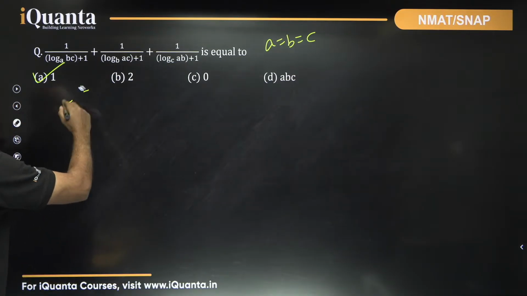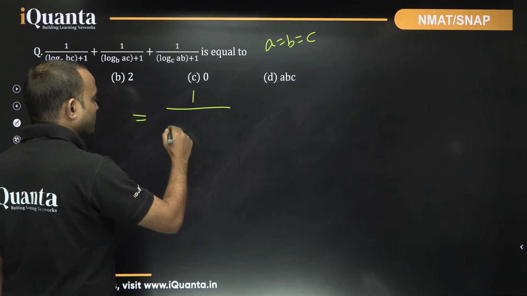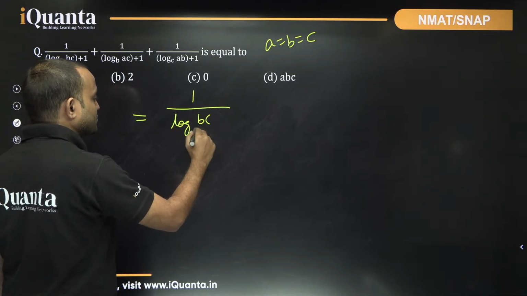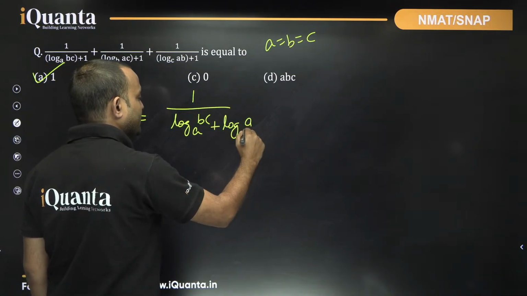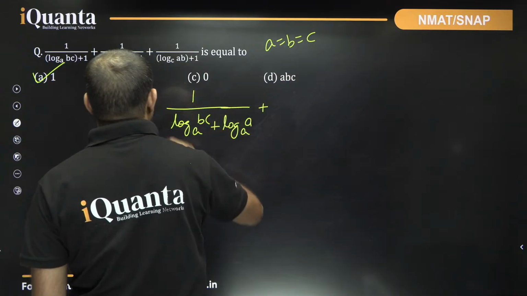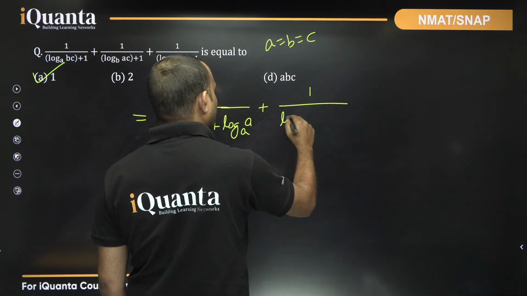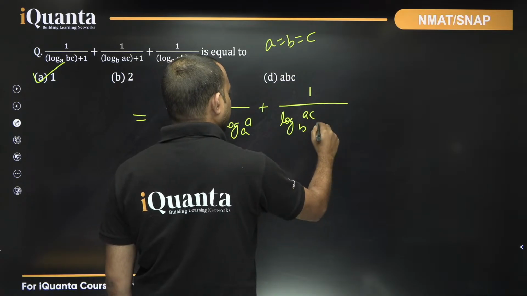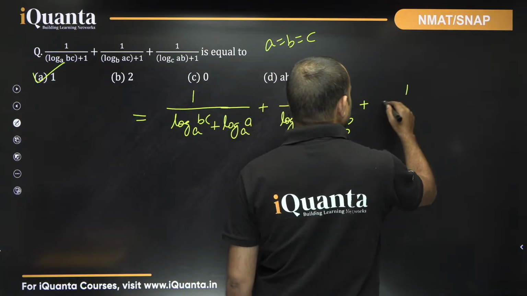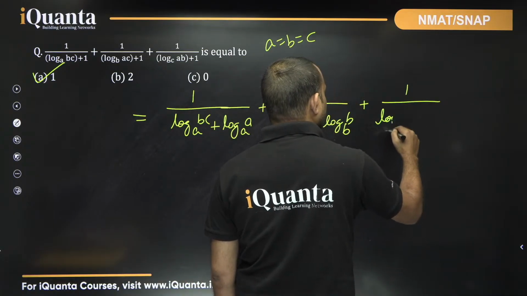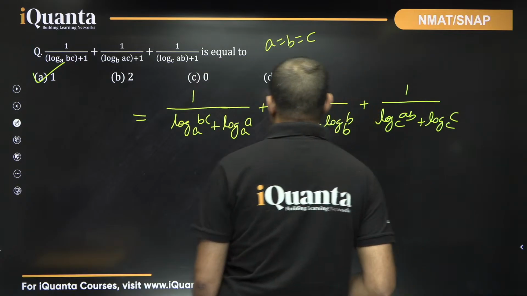But if we need to solve this expression, then what can we do? I can write this as 1 upon log BC to the base A plus log 1 can be written as log A to the base A, plus the second expression can be written as 1 upon log AC to the base B plus 1 can be written as log B to the base B, plus 1 upon log AB to the base C plus log C to the base C.